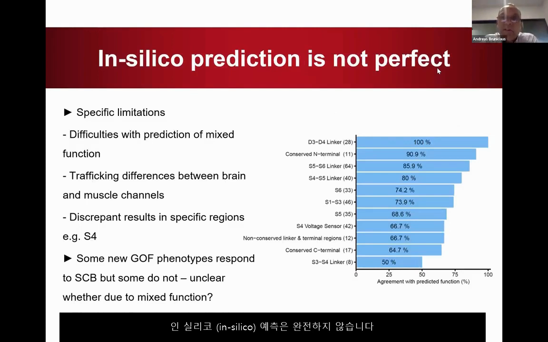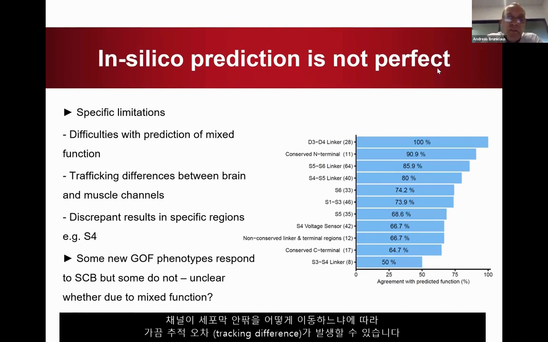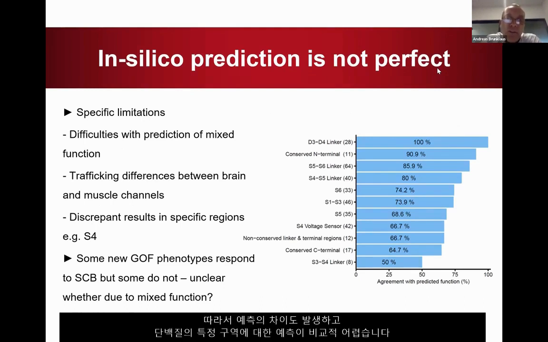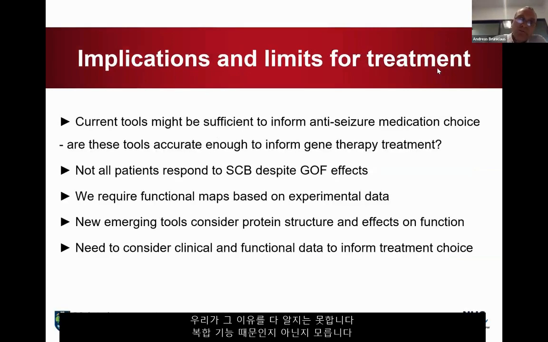So single prediction is not perfect. Clearly it is accurate, however, particularly if you have mixed function, that's difficult to predict. Sometimes you can have trafficking differences, which is how the channels travel in and out of the cell membrane, and that can differ, so the predictions differ as well. You find that in certain sections of the protein, it's much more difficult to predict than in others. We also know that some variants have been described as gain of function, however, they do not respond to sodium channel blockers, and we don't entirely understand why that's the case and whether this might be due to mixed function.